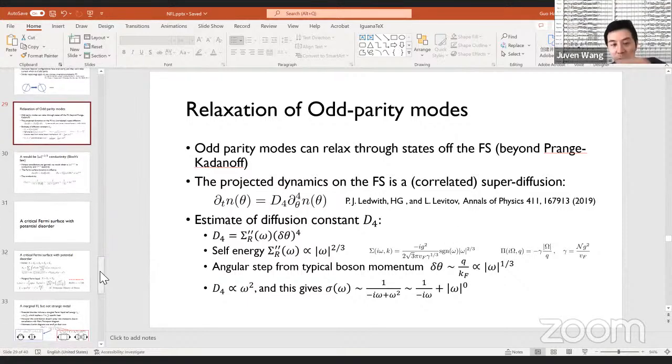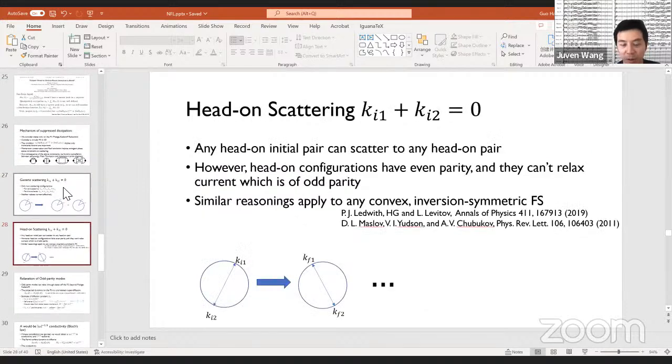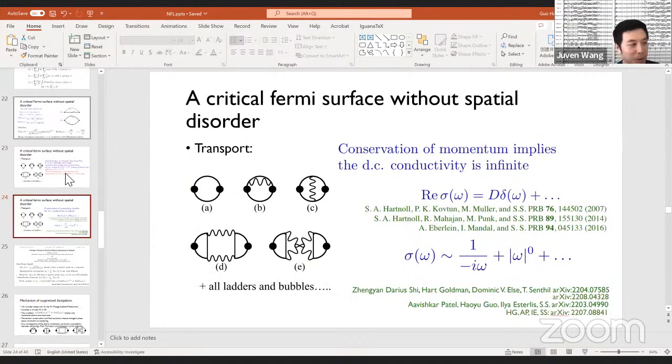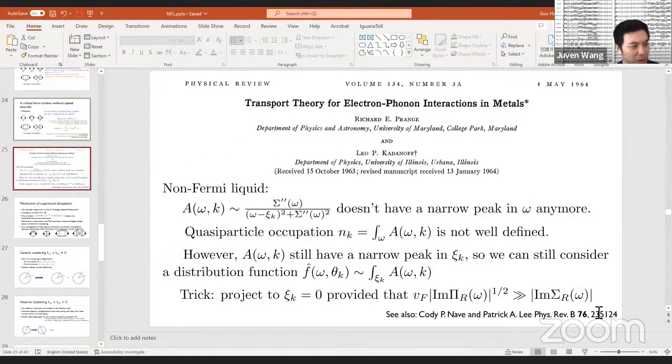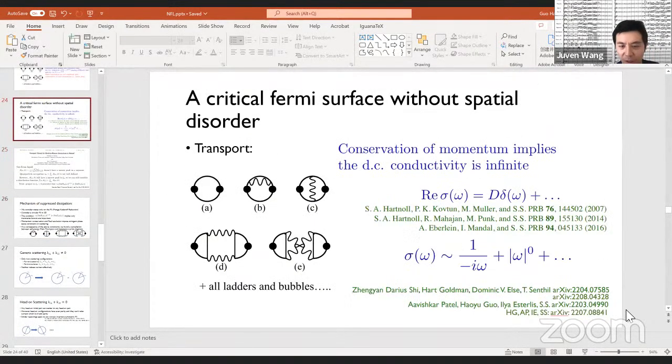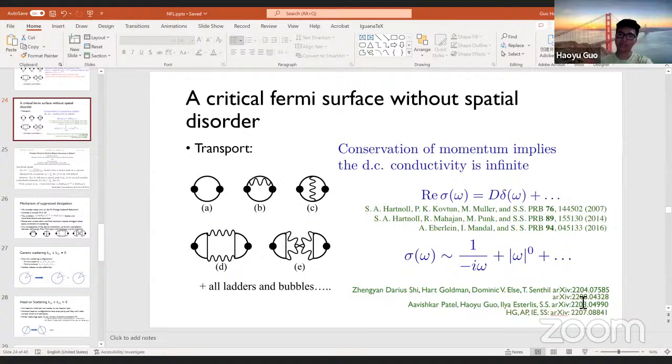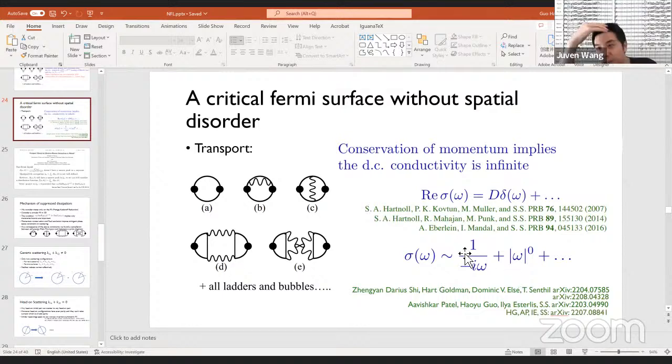I have another question. You mentioned on one slide the critical Fermi surface without spatial disorder, and you mentioned works by Cento and others who use an anomaly to argue about the conductivity. They found some similar result. I guess it's better to ask them to give a talk here. Maybe Dominic can comment.